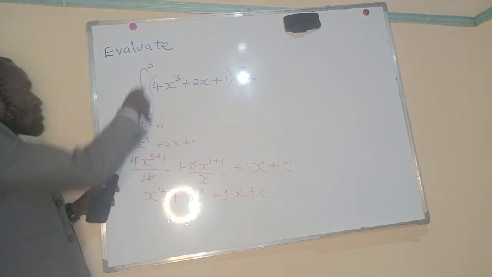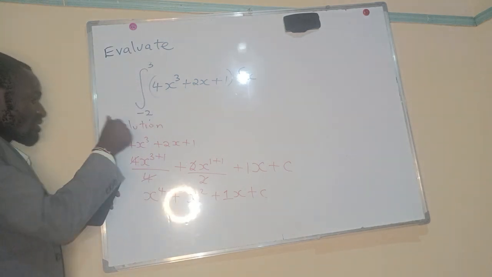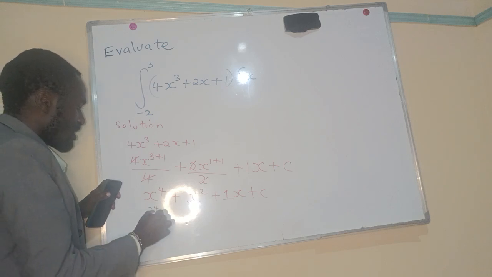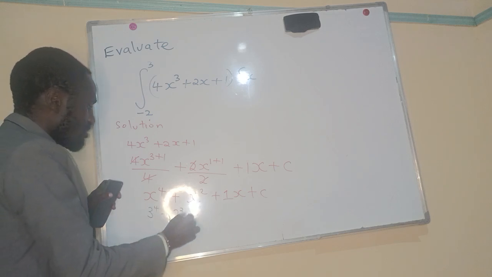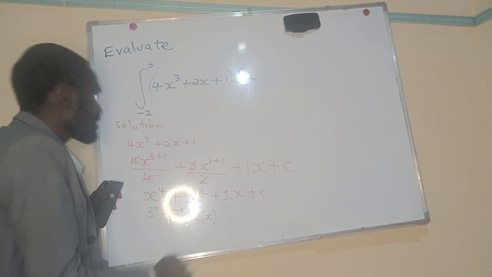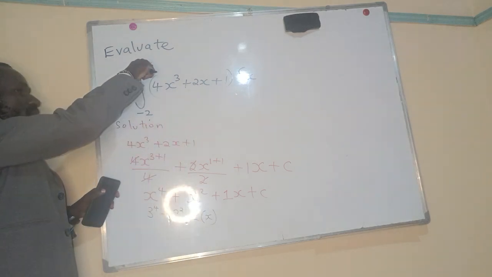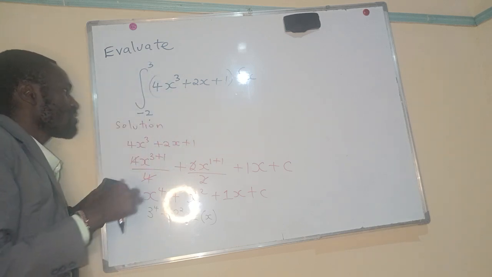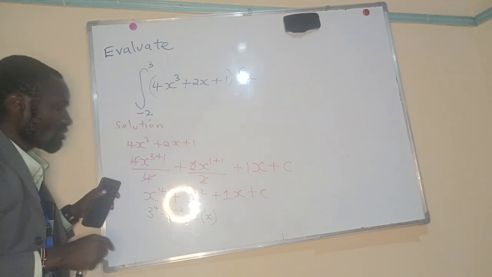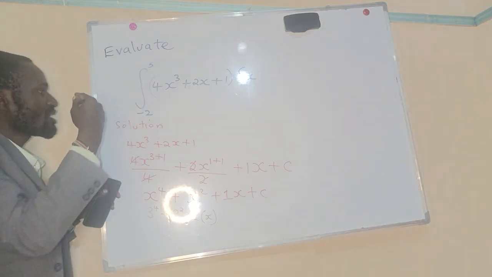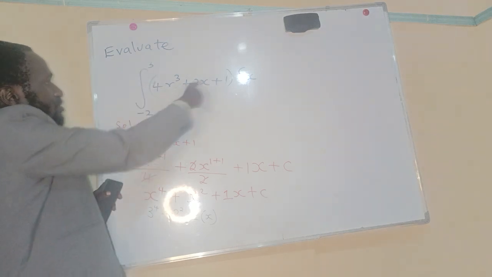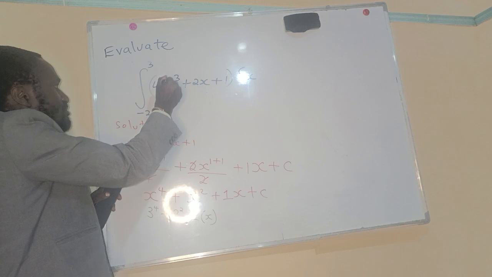Once that integration has been done, we are now supposed to use these two limits to get the exact value. We shall start by first introducing 3 as our x. So we shall have 3 raised to 4, then plus 3 raised to 2 plus 1 into x. In other words, the first value that we are supposed to use is 3. The first is 3 and then the second is negative 2. We should always put the larger one at the top, then the smaller one at the bottom.